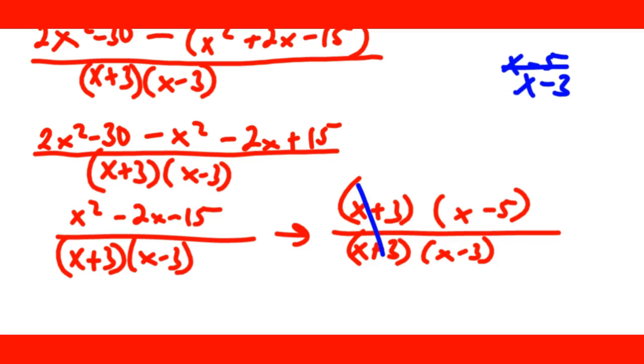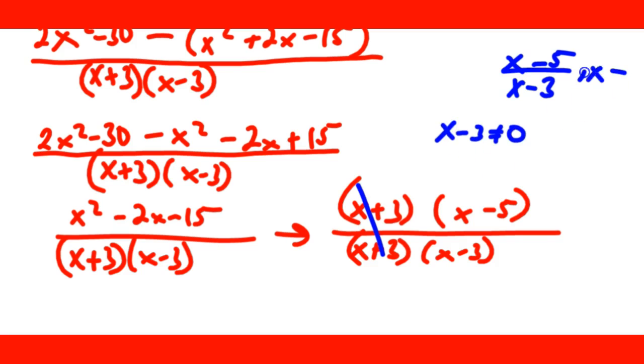But we still have to identify where this is undefined. x minus 5 over x minus 3. When you define where it's undefined, if you take this x minus 3, set it not equal to 0 and solve it, x cannot be equal to 3. So there's your final answer on this one.